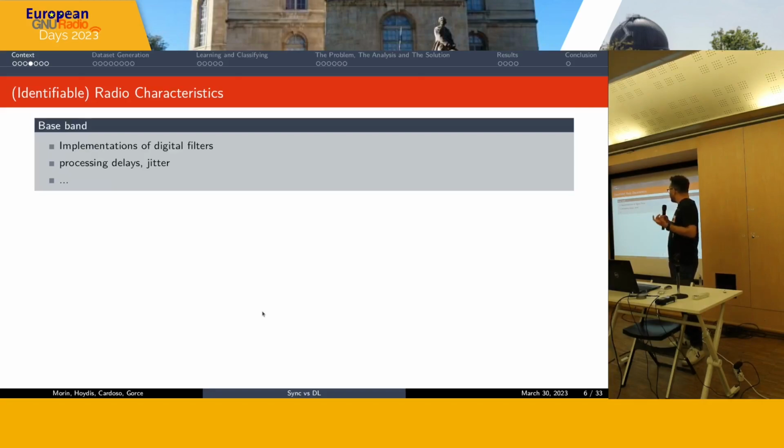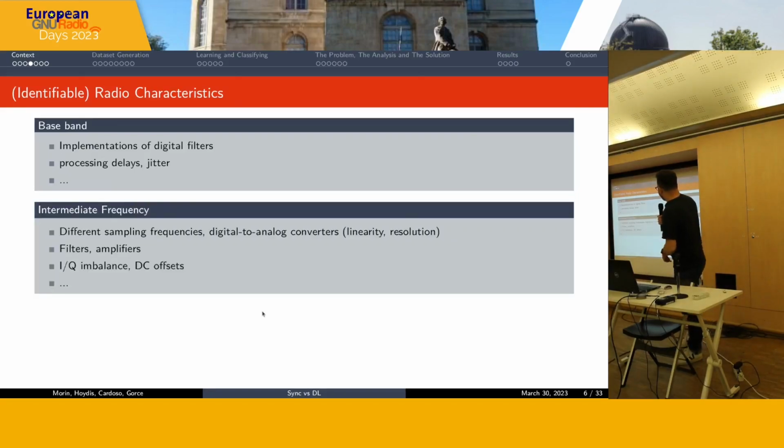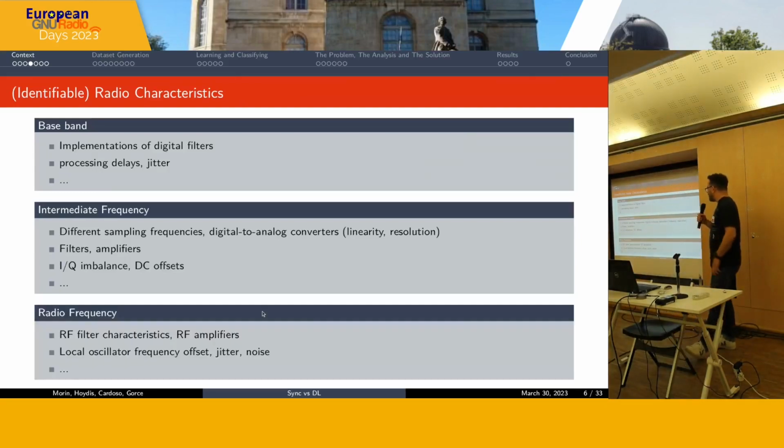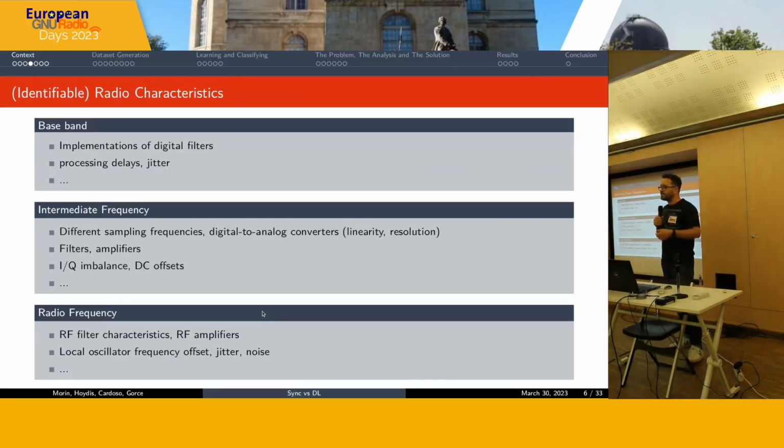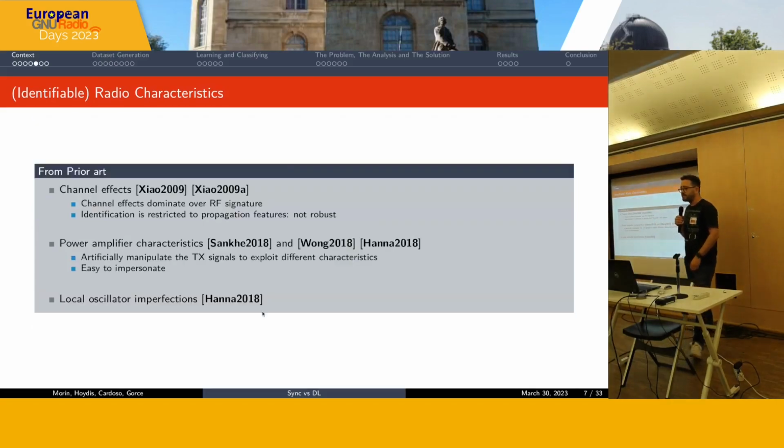So in baseband, it could be, for example, your digital filters, delays, jitter, right? In IF, it could be sampling frequencies. It could be D2A converters. Many of these things, filters, and so on and so forth. And in RF, it could be your filters, amplifiers, local oscillators, jitter, and so on and so forth. So these are the things that we're hoping might be imprinted onto the signal such that we're able to identify the transmitters. These are the things that were actually studied in the literature.